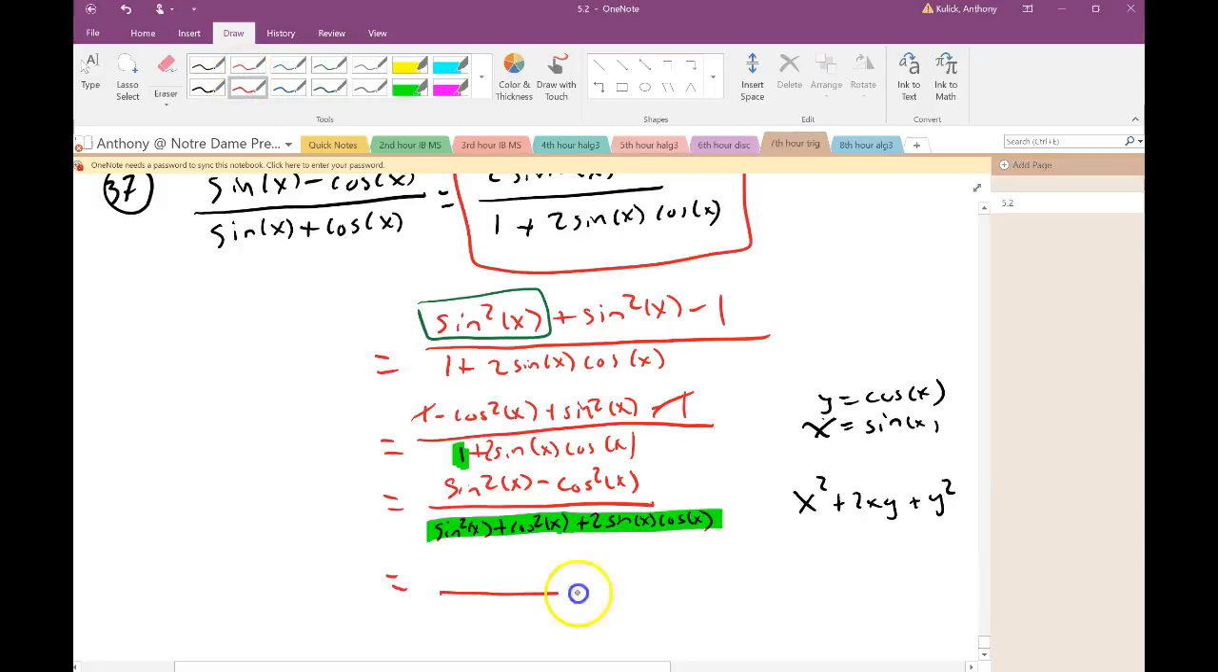It factors to sine x plus cosine x, squared. Oh, well, this is like my x squared, y squared, 2xy, so I just rearranged it. Is that okay there? Okay. So yeah, sorry, I got going fast. I should have written that step.